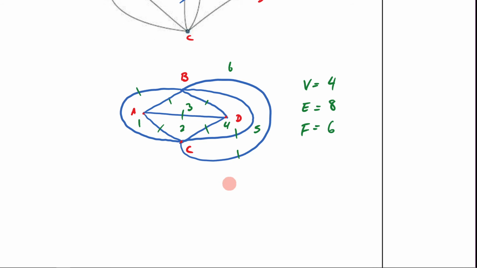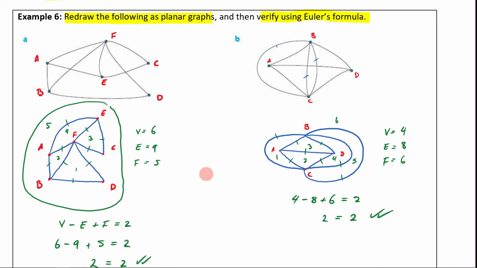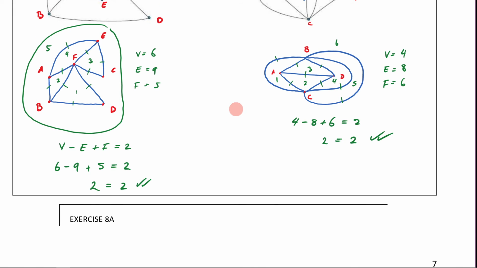So now, if Euler's formula is correct, what should happen is I should be able to go 4 minus 8 plus 6 is equal to 2. 4 minus 8 is negative 4 plus 6 is 2. So that is correct. This works. Hooray. Euler's formula is verified here. That is correct. This must be a planar connected graph. So both of these, what we can say for both of them, therefore, both are connected planar graphs.